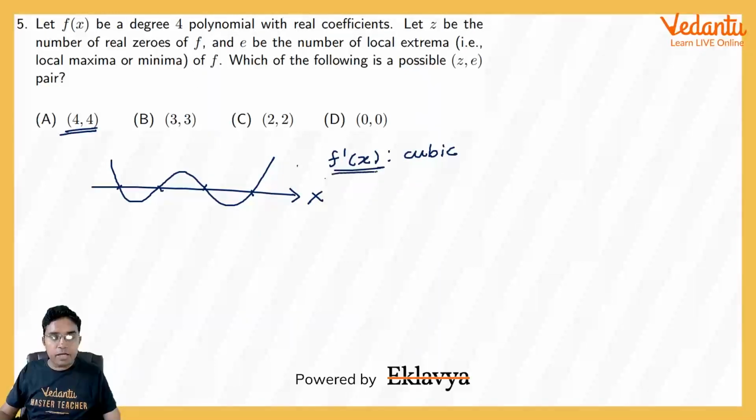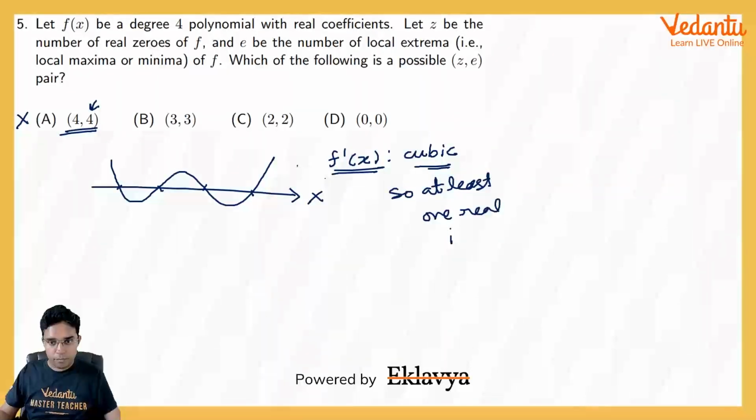So it can have at most 3 real roots. So having 4 maxima or minima is just not possible. Okay. Now with the same logic, I'll say because f dash x is cubic, it should have at least 1 real root. So if it is having 1 real root, so d is also not possible. f(x) may have 0 roots, but f dash x will have at least 1 real root, and in that case it will have at least one point of maxima or minima.